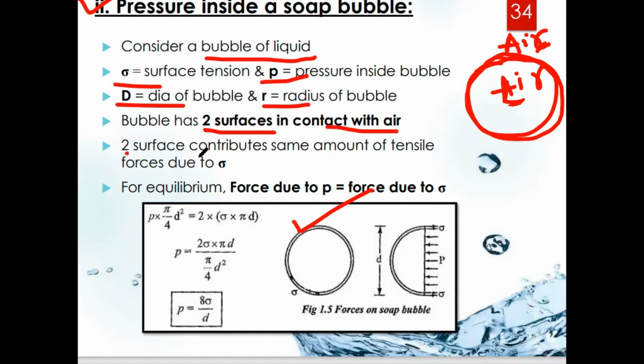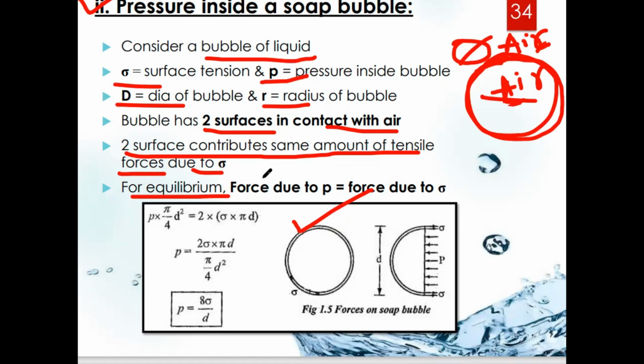So that's why the two surfaces contribute the same amount of tensile forces due to sigma, that is surface tension. As this soap bubble is in contact with air both inside and outside, both the surfaces contribute the same amount of tensile forces due to sigma. So now we'll again consider the equilibrium condition, that is, inside force is equal to outside force. Inside force is the force due to P and outside force is the force due to sigma.